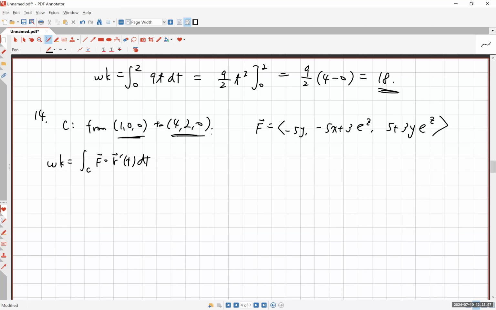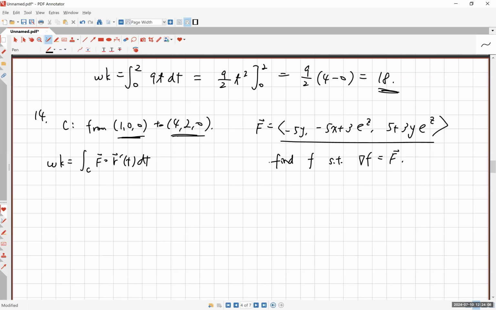Because it's path independent, which means that this must be what? A conservative vector field, meaning that it must have a potential function, right? So the whole idea is to find f such that the gradient of f is capital F. Right, so how do you find a potential function?